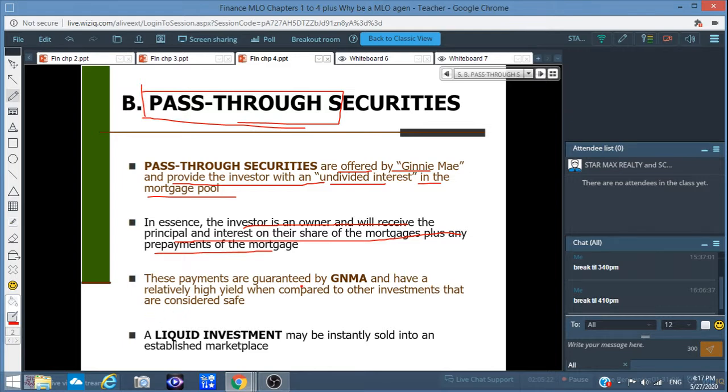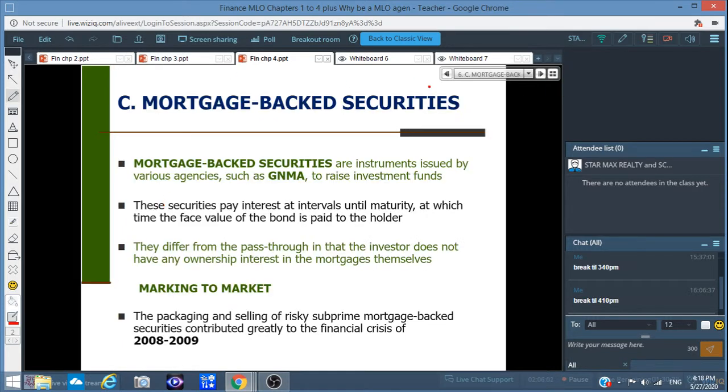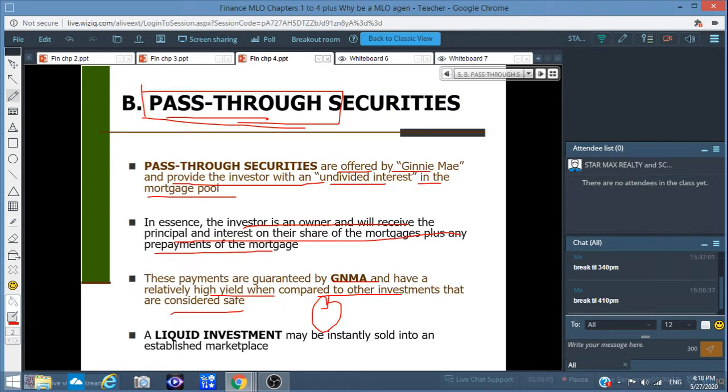Okay, these payments are guaranteed by Ginnie Mae and have relatively high yield when compared to other investments that are safe. Okay, so liquid investment, you could buy, sell, buy, sell, buy, sell, right? Very liquid. 这个马上可以拿到钱的, right? 你买卖, okay? 你也不用等它一个月啊, right? 15年啊, 等等, okay? 你当天可以买卖, okay? So you could buy and sell daily, okay? You don't have to wait a whole month or whole year or longer. Okay, so this is pass-through security, right?